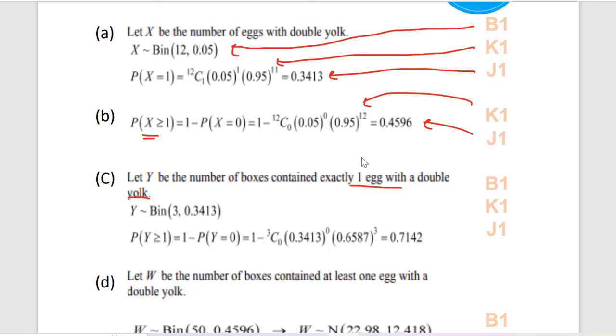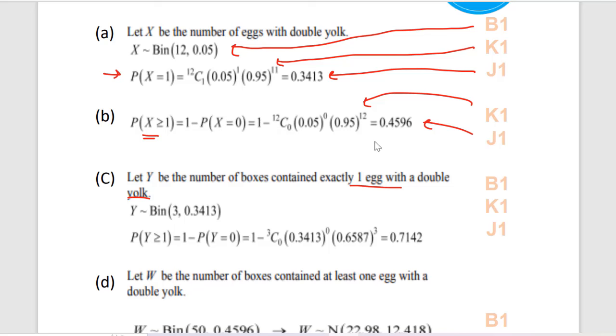Daripada soalan pun dah diberi number of box ada 3. So, kita letak n dia equals to 3. And then p dia, probability dia adalah probability exactly one egg with a double yolk ni sebenarnya kita boleh dapatkan daripada part A, which is kita dapat 0.3413.